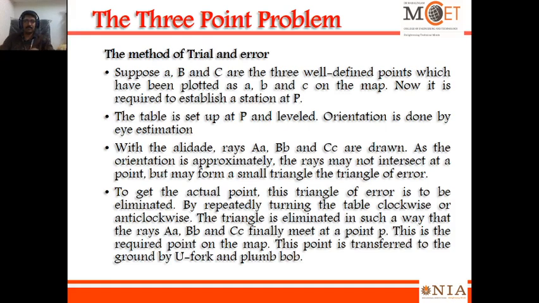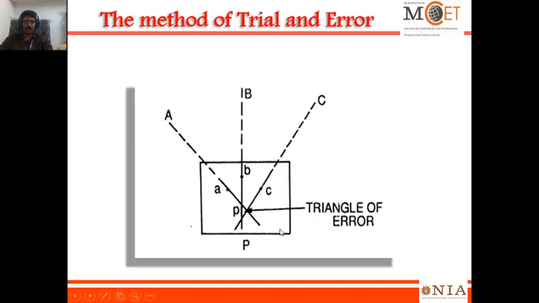And next is the last method, the trial and error method. We have already discussed the formation of the triangle of error. That will happen here also. You please read the procedure here. I will try to explain. The known A, B, C points are available on the map. It was placed over the table. I require the point P, right? So these are the ground stations which are similar to A, B, C. I kept the point.